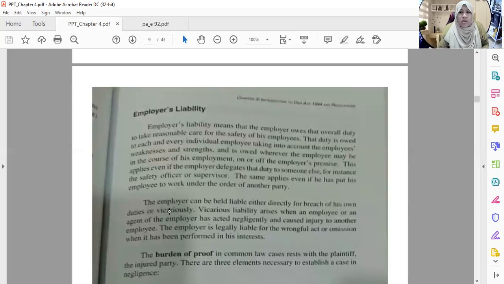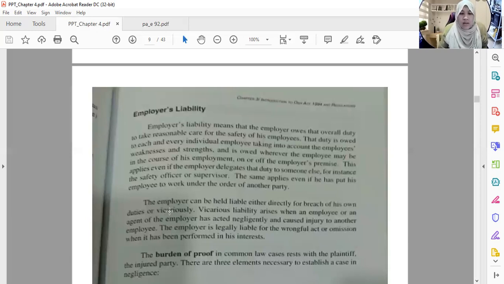And of course, they say in here, whenever the employee may be in the course of the employment. For the duration of the employees' work with that employer, it must be on or off the employer's premises. As long as they are still in that environment, that premise, that company, organization and workplace, they are the responsibility of the employers.